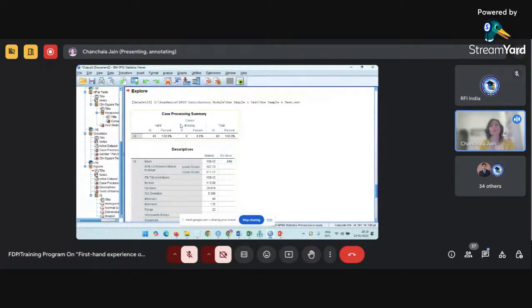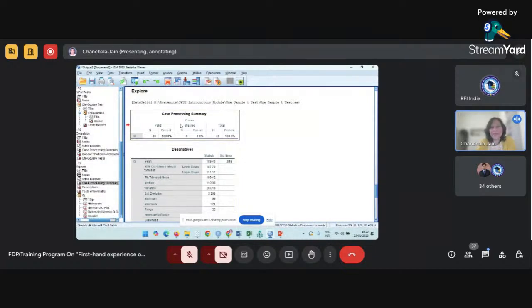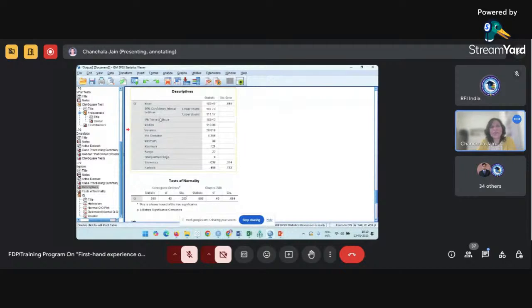Fine. So now I'll explain the output, which I think I already discussed previously. Here you can find the case processing summary. IQ is the variable for which we have applied this. Total observations are 40. No missing values, so the total is 40. Coming to the descriptive statistics, the mean IQ is 109.45. The 95% confidence interval of the mean starts at 107.73. The 5% trimmed mean means that after removing the outliers, 5% from both sides, the mean of the remaining observations is 109.42. The median is 110, meaning 50% of the people have an IQ value less than 110 and 50% have an IQ value greater than 110, right?